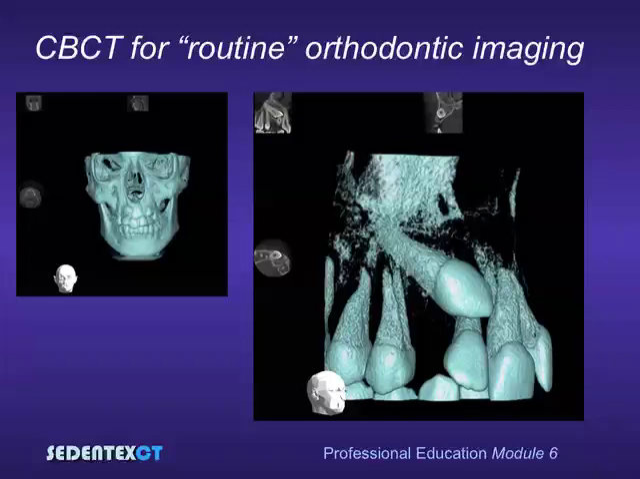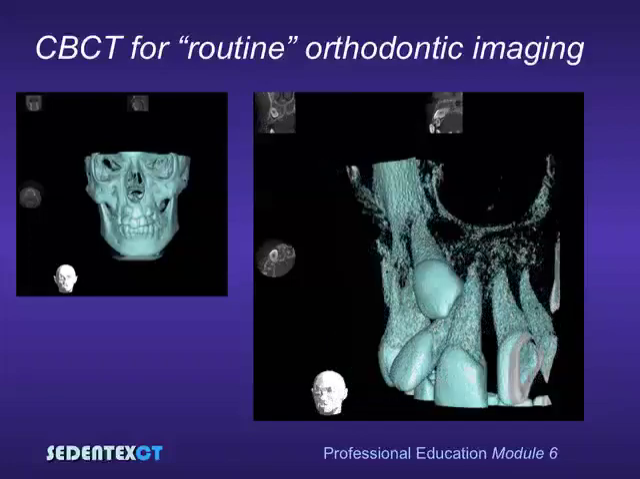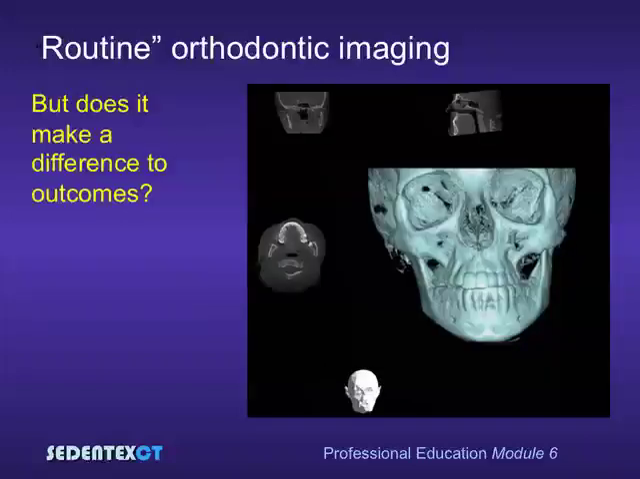But in terms of using cone beam CT for routine orthodontic imaging, you can see the attraction from orthodontists of being able to look at the relationships between unerupted teeth, the roots of erupted teeth, in order to determine how best to perform their treatment. If an orthodontist chooses to move over to cone beam CT scanning for the everyday routine orthodontic imaging, an important aspect to consider is, does having this three-dimensional data set make any difference to the outcomes of treatment of the patient? There is a lack of evidence to support this.